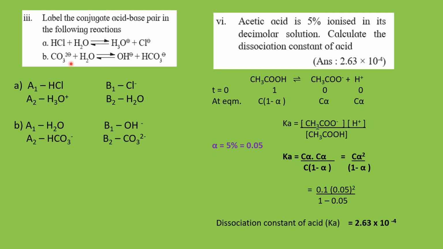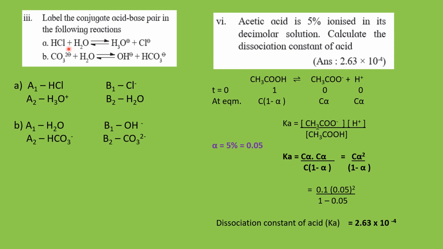B. CO3 2- plus H2O gives OH- plus HCO3-. In this reaction, H2O donates a proton to CO3 2-. So H2O is the acid. After donating the proton, it is converted to the base OH-. So H2O and OH- is the first conjugate acid-base pair in this reaction.